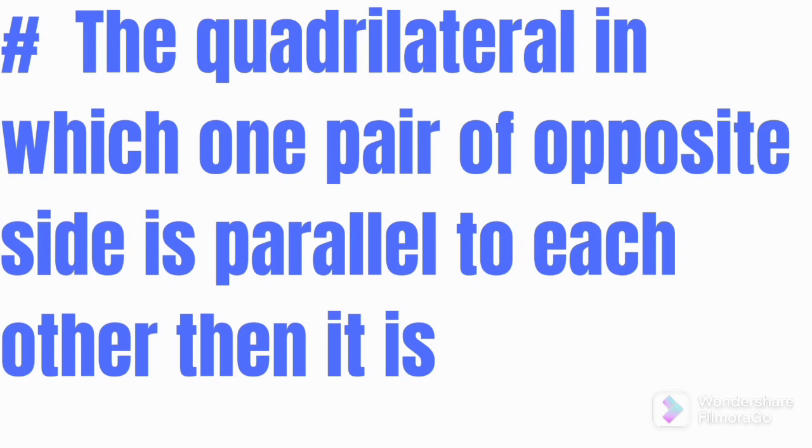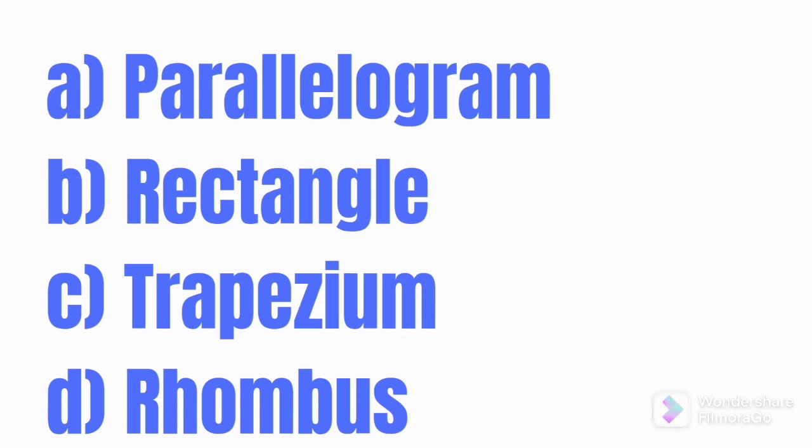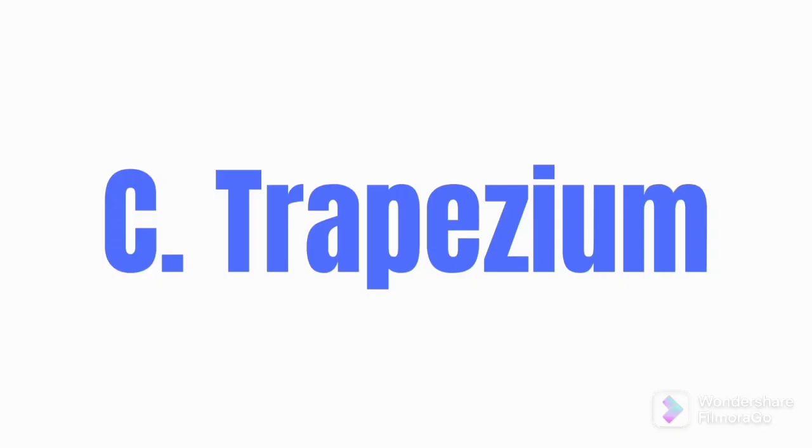The quadrilateral in which one pair of opposite sides is parallel to each other is called what? Options are parallelogram, rectangle, trapezium, or rhombus. In the quadrilateral shown in the picture, one pair of opposite sides is parallel to each other. The parallel sides are shown by the arrow marks. So this quadrilateral is nothing but the trapezium. Hence, C, trapezium, is the correct answer.